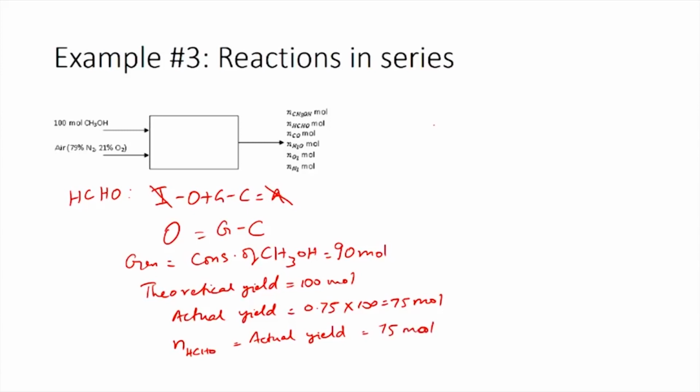From here we can calculate the consumption term as generation minus output, generation being 90 and output being 75, giving you 15 moles. So, this now tells you how much of formaldehyde is consumed by the second reaction.